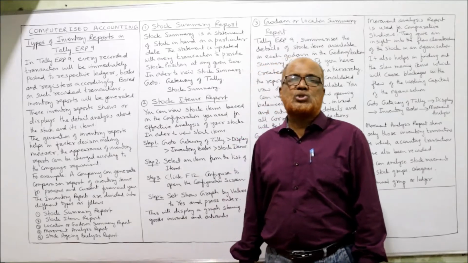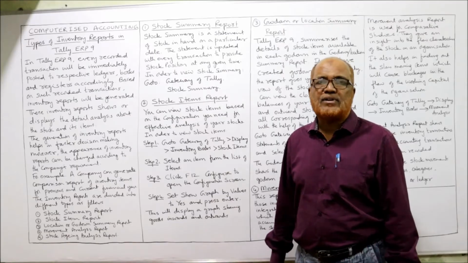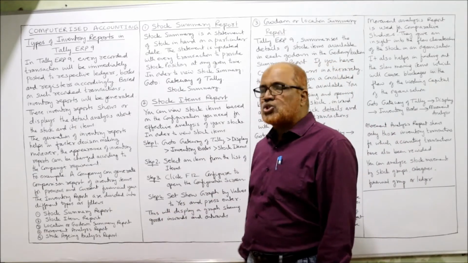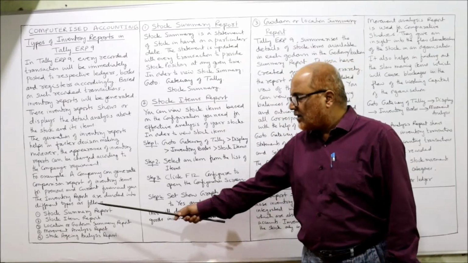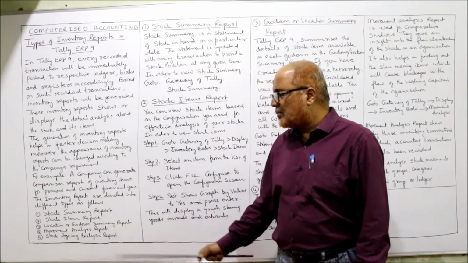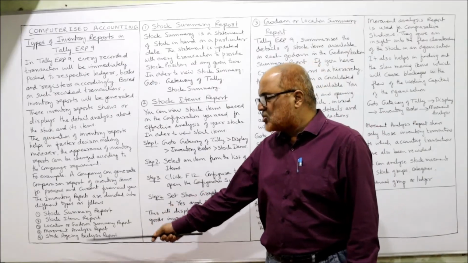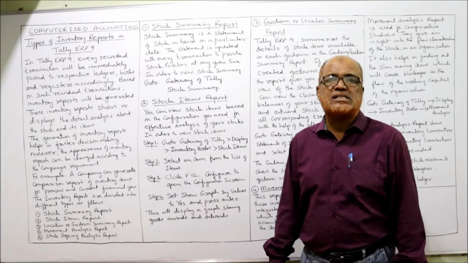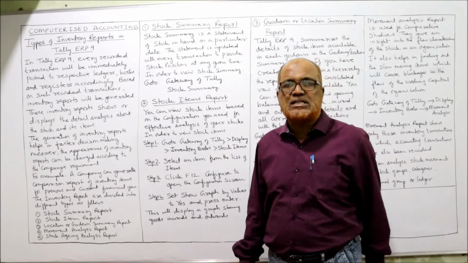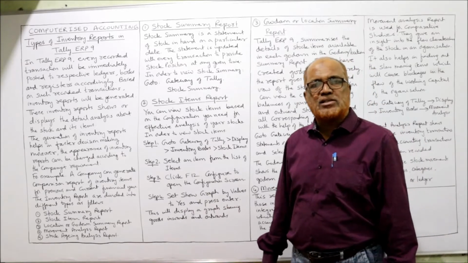Now, inventory reports can be classified into 5 categories, 5 types of inventory reports we can make. What are the 5 types? First, stock summary report. Second, stock items report. Third, godown or location summary report. Fourth, movement analysis report. And the last one is stock ageing analysis report. So these are the 5 reports which we can generate in Tally ERP 9. Now one by one, I'm going to explain the reports.